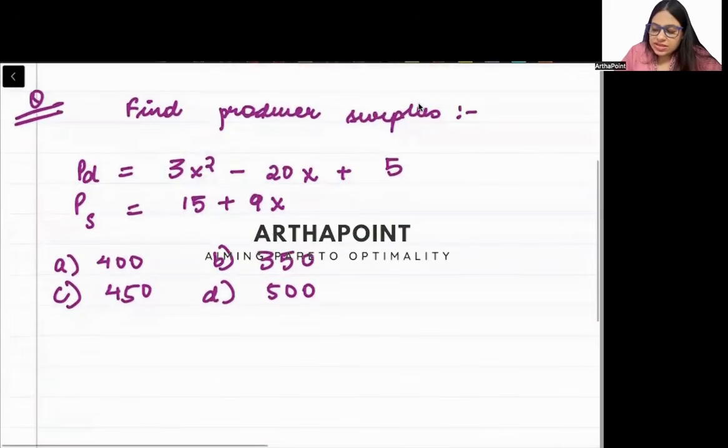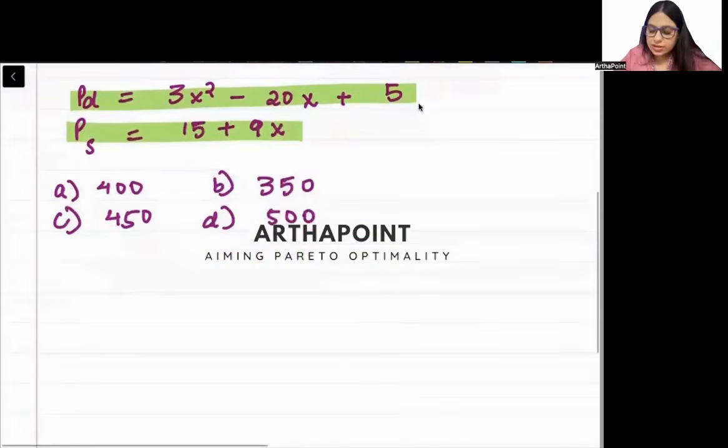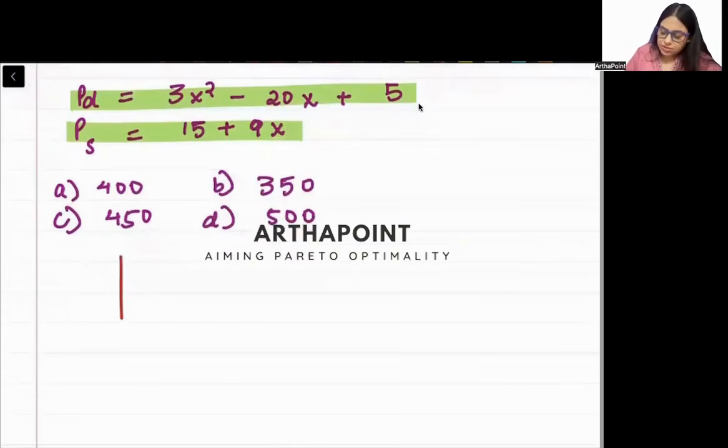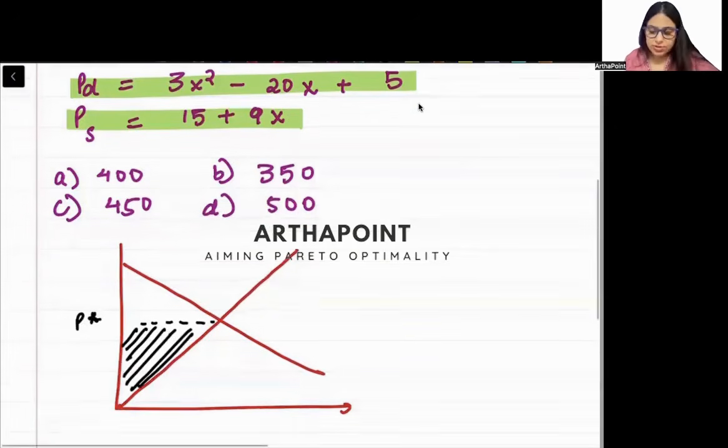The question says find producer surplus, and you are given the demand and supply curve. How is producer surplus found? First of all, I will find the equilibrium between demand and supply. I will find the equilibrium price. The area below the price and above the supply curve will be the producer surplus.